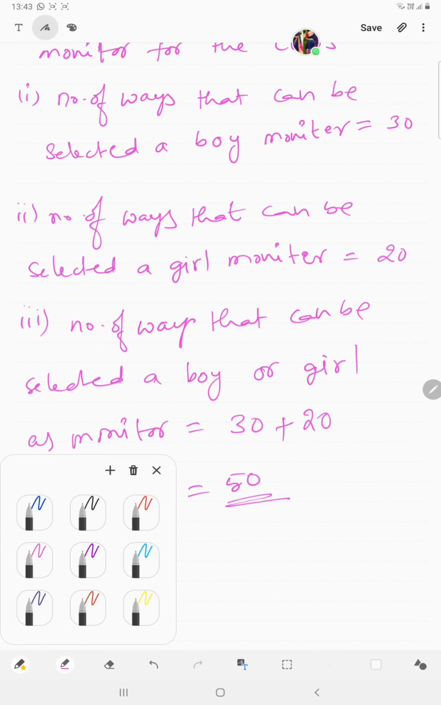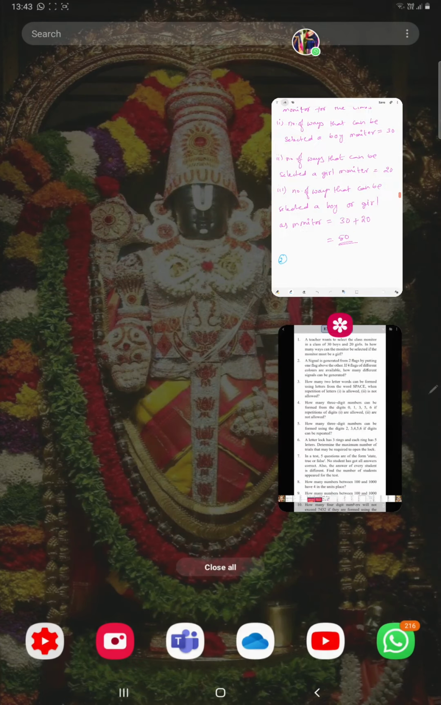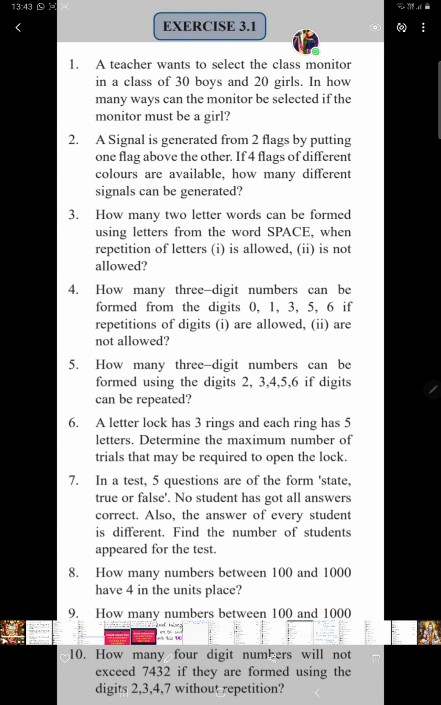Now, second question. A signal is generated from two flags by putting one flag above the other. If four flags of different colors are available, how many different signals can be generated? So what we have? We have four flags of different colors, and what we have to do is generate signals using two flags of different colors.